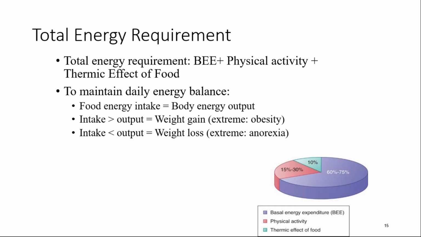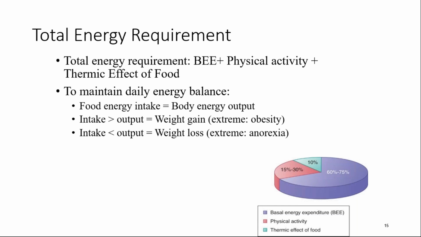So to maintain a daily energy balance, the food energy intake should be equal to the body energy output. If the intake is greater than output, the excess nutrients will be stored, and what you have is weight gain. So extreme intake compared to the output is obesity. If you are leading a sedentary lifestyle of just sitting in the chair and not doing much exercise, this is what happens. Exactly the opposite happens when your intake is much less than the output. So here you have weight loss.